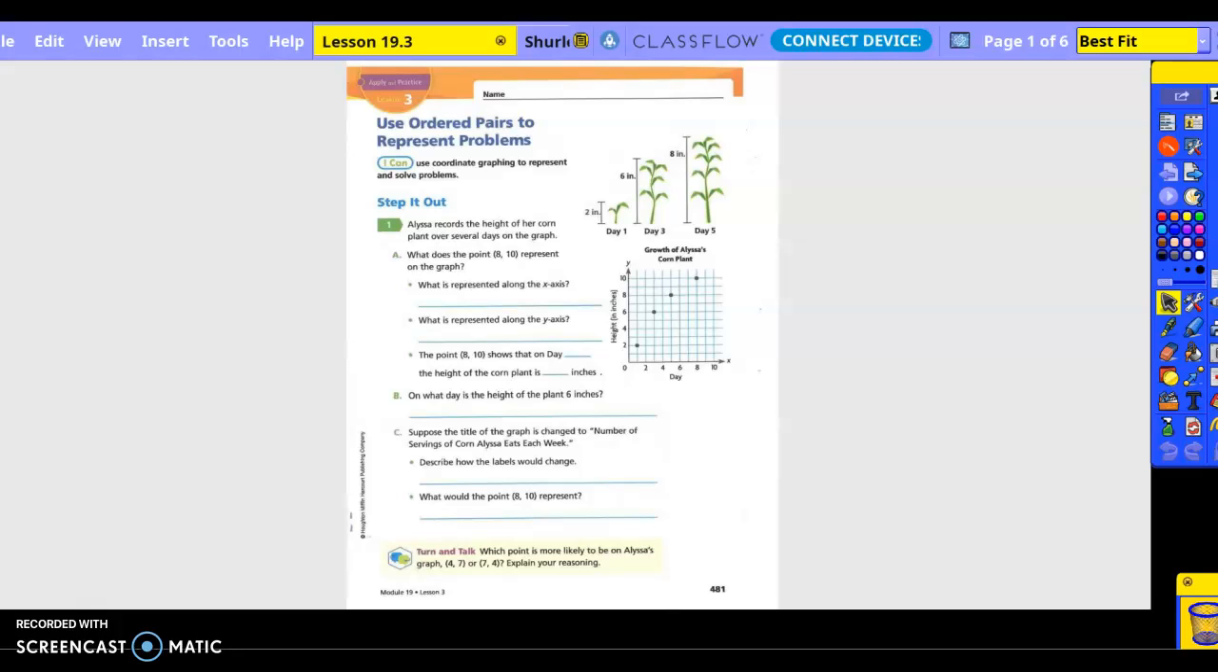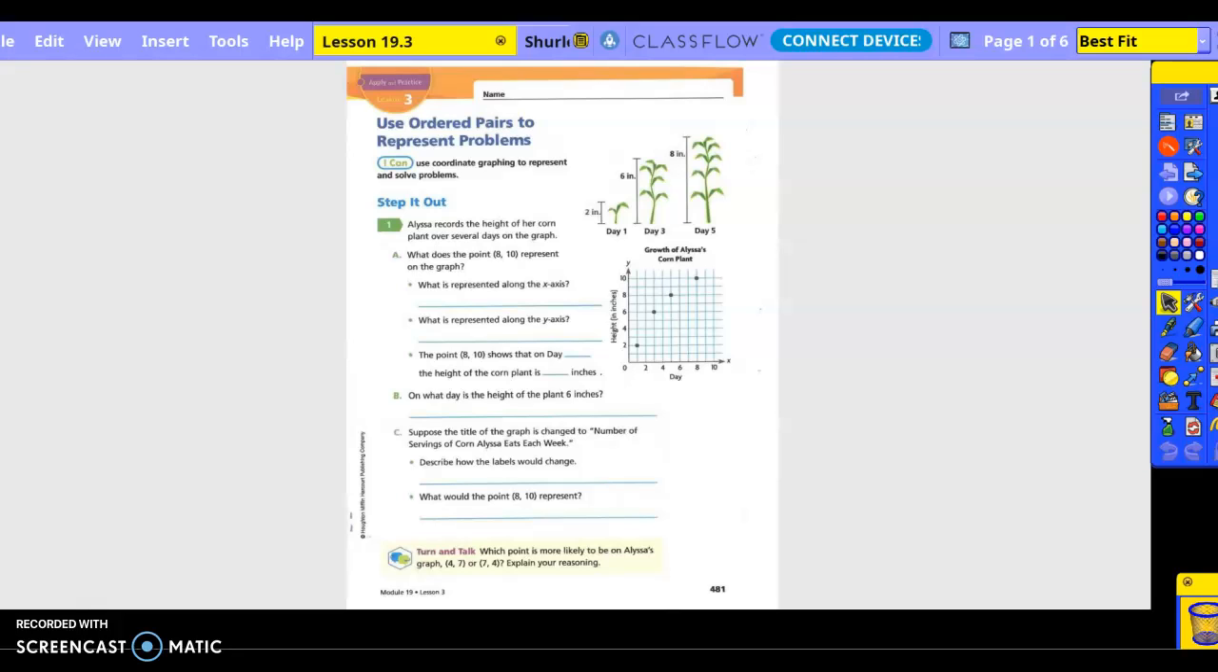Okay, so it looks like the days are on the bottom. So at day 1, she went up to 2 inches. On day 3, she went over 3 and up 6 for the height. Okay, and then of course she represented day 5. Okay, so then what does the point 8 over 8 and up 10 represent on the graph?